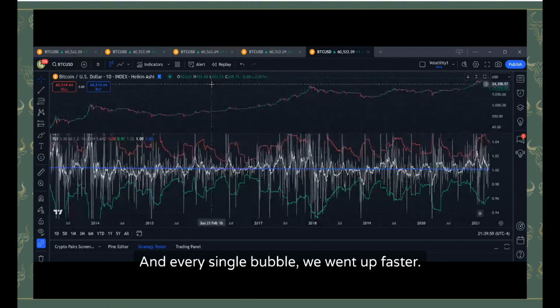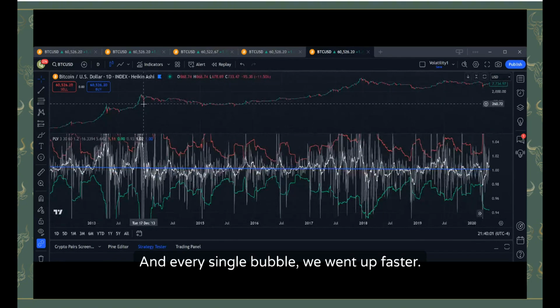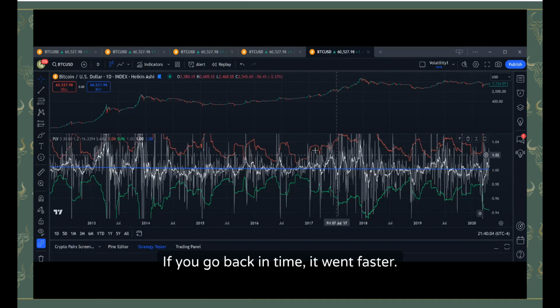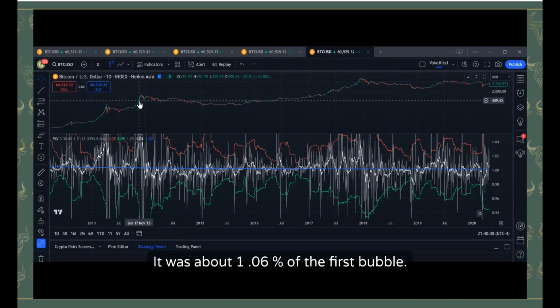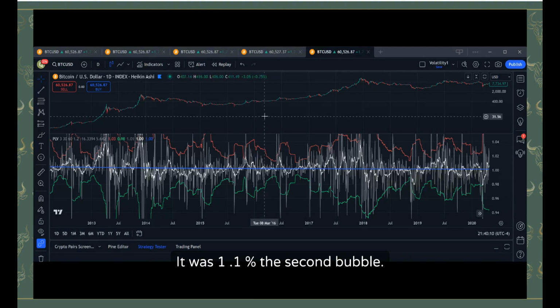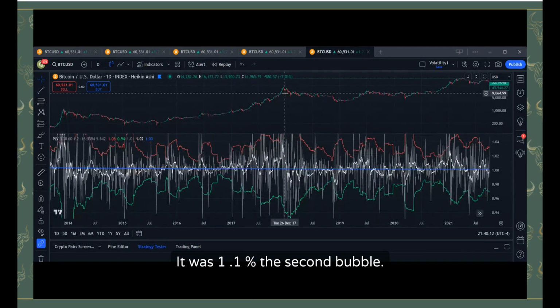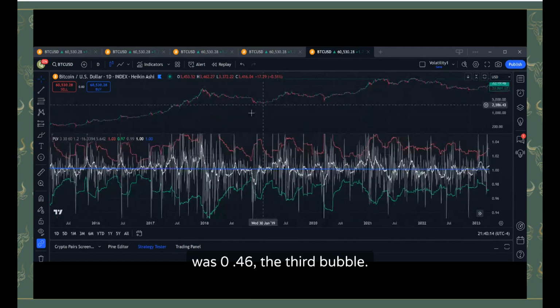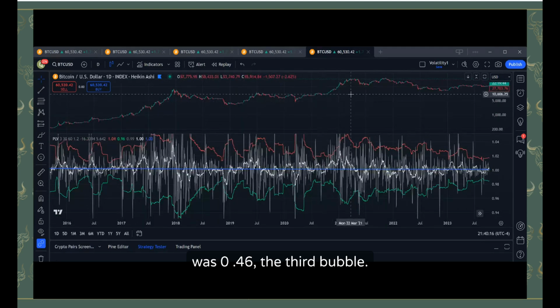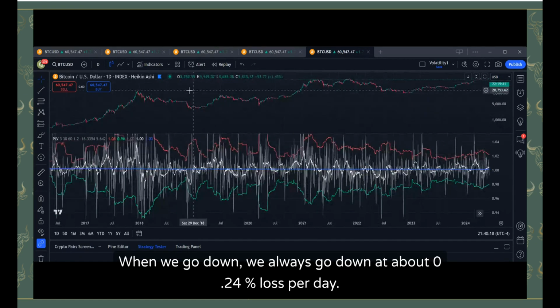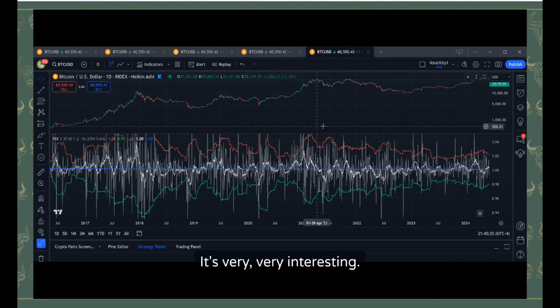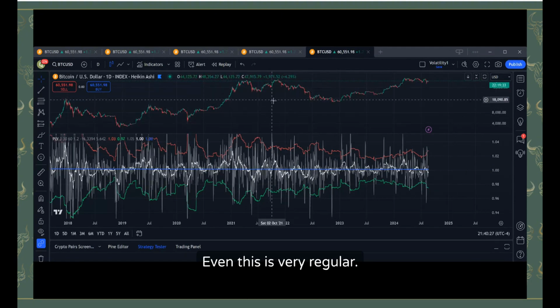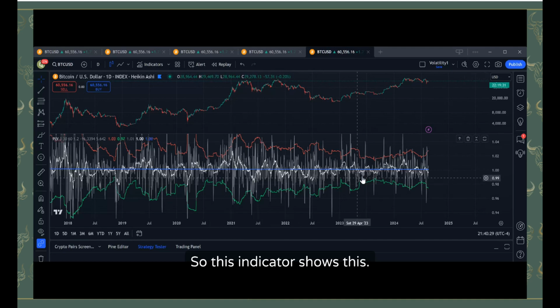And every single bubble, we went up faster. If you go back in time, we go faster. It was about 1.06% the first bubble, 1.1 the second bubble, 0.46 the third bubble. When we go down, we always go down at about 0.24% loss per day. It's very, very interesting. Even this is very regular. So this indicator shows this.